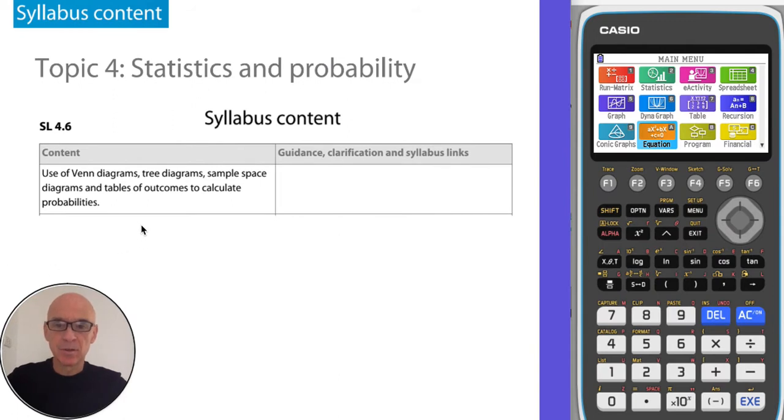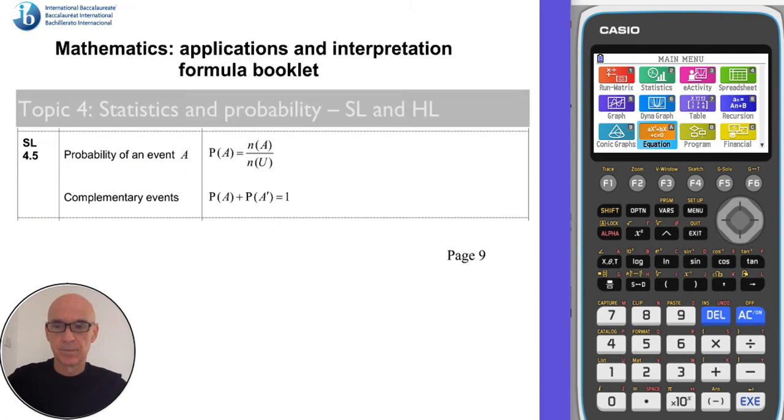In this video, we're going to be using tables of outcomes, two-way tables, to calculate probabilities, as shown in the syllabus here. And these are the formulas shown in the formula booklet.